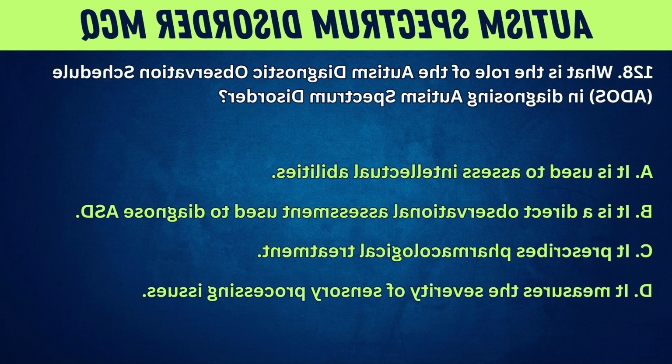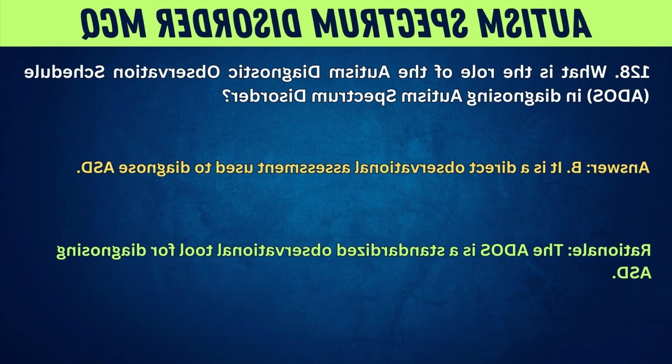128. What is the role of the Autism Diagnostic Observation Schedule, ADOS, in diagnosing autism spectrum disorder? A. It is used to assess intellectual abilities. B. It is a direct observational assessment used to diagnose ASD. C. It prescribes pharmacological treatment. D. It measures the severity of sensory processing issues. Answer: B. It is a direct observational assessment used to diagnose ASD. Rationale: The ADOS is a standardized observational tool for diagnosing ASD.